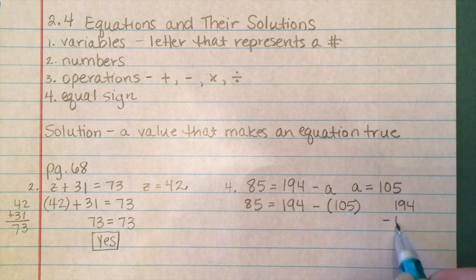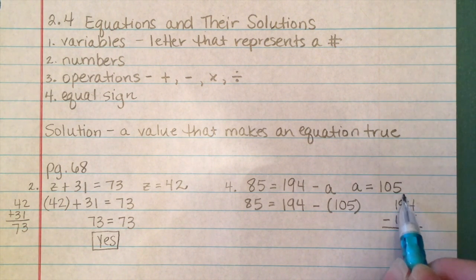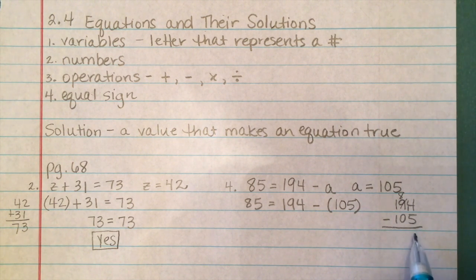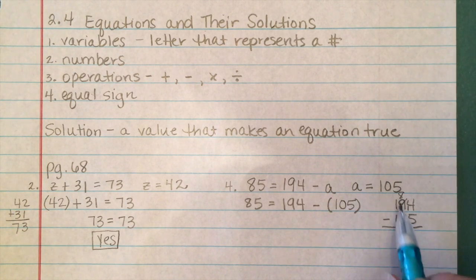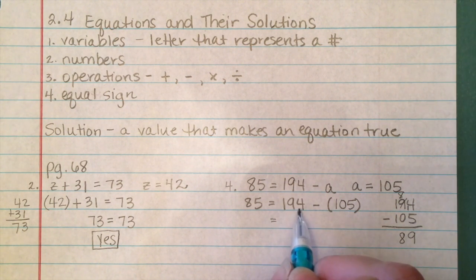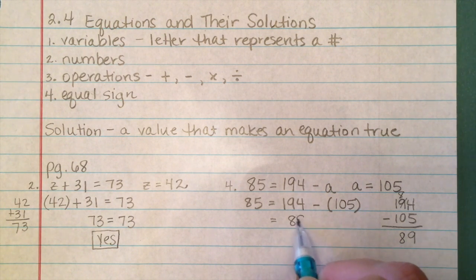So you can go to the side and you can actually subtract. 4 minus 5, we need to borrow. So the 9 becomes an 8 and the 4 becomes 14. 14 minus 5 is 9. 8 minus 0 is 8. 1 minus 1 is 0. So we have 89. All right, so 194 minus 105 is 89.